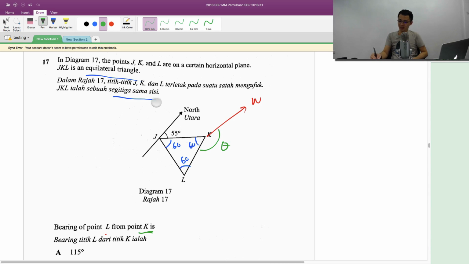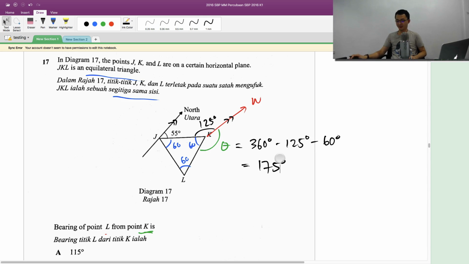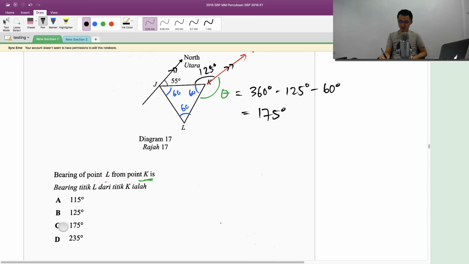So it's quite simple if you understand, because these two lines are parallel. If these two are parallel, here is 55, here should be 180 minus 55, which is 125. This is one circle, so I can use 360 minus the rest to get the answer. So it should be 360 minus 125 minus 60. So it should be 175, which is the bearing. Yeah, 175, which is C.